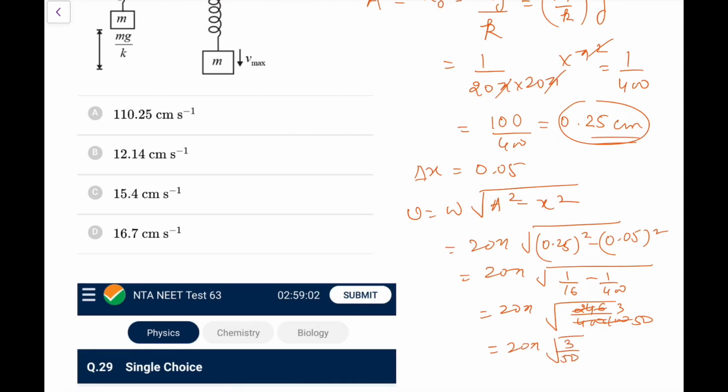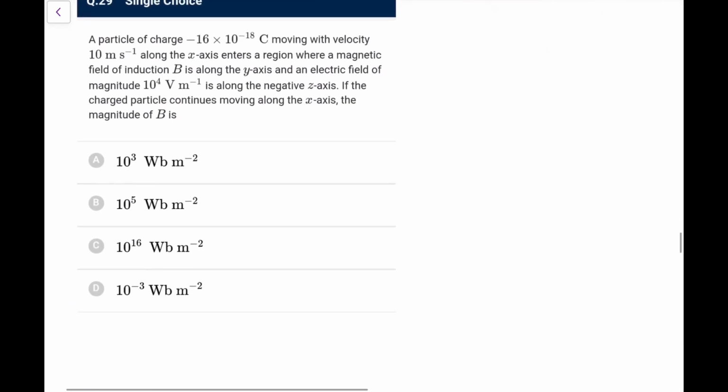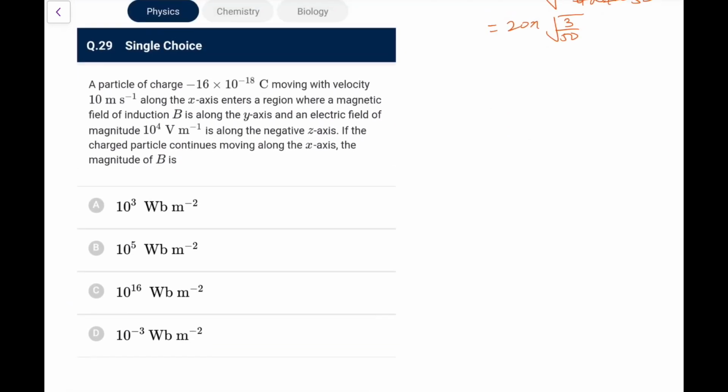So 3 by 50 is approximately 1 by 16, so 20 pi by 4 is 5 pi. So it would be around 5 pi, which is around 15.4. I can go for that using my approximation styles. You could do it in the way you like.